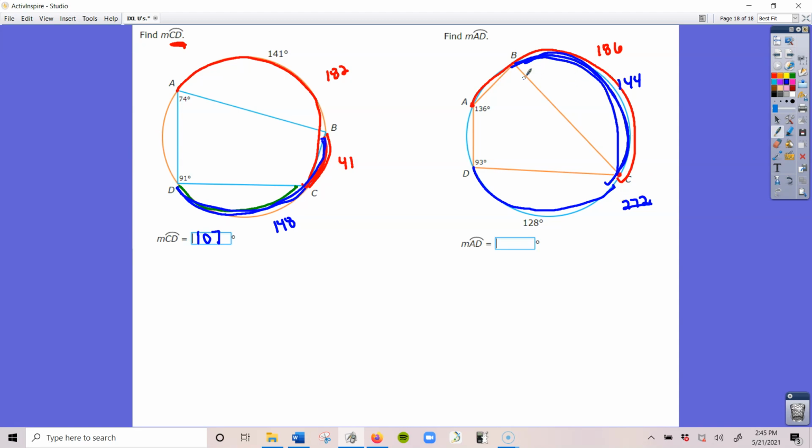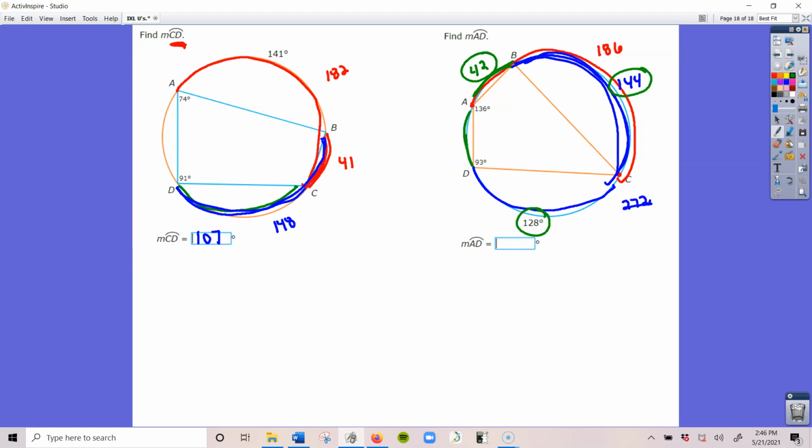Now if that bit is 144, I can get this bit here, the leftover red, by subtracting 186 minus 144, which gives me 42. So that's this measure here. So now I have all of these individual parts. I have this 42, the 144, and this 128.